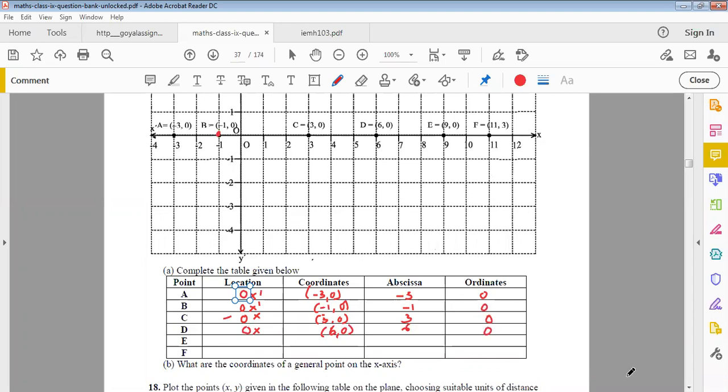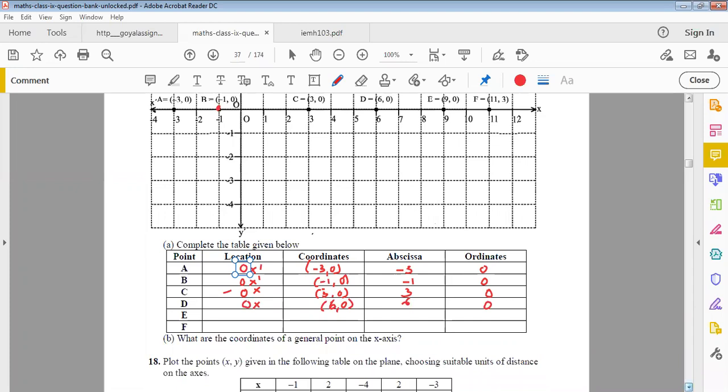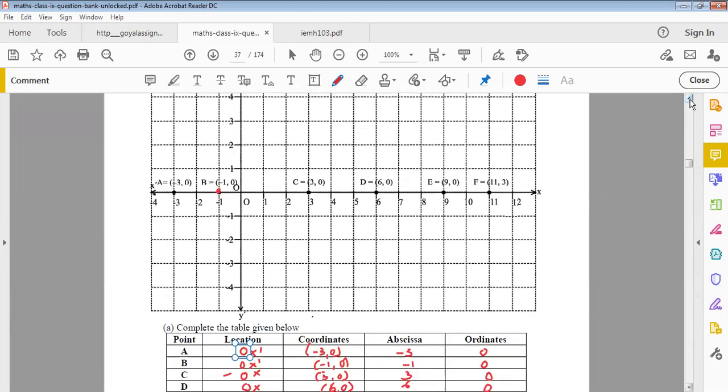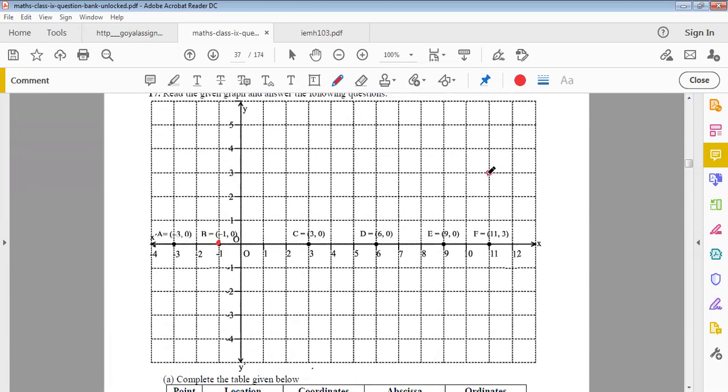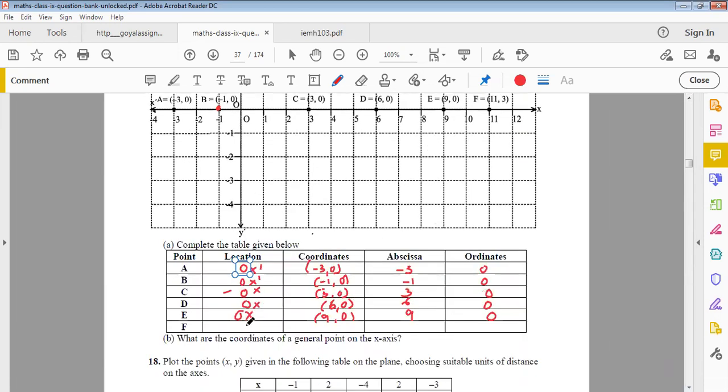Next, E point. This is also OX, it is 9, 0, abscissa will be 9, ordinate will be 0. And F point, it is 11, 3. It is given 11, 3. It is not here, 11, 3 should be here. It's given like that. So 11, 3 lies in the first quadrant.